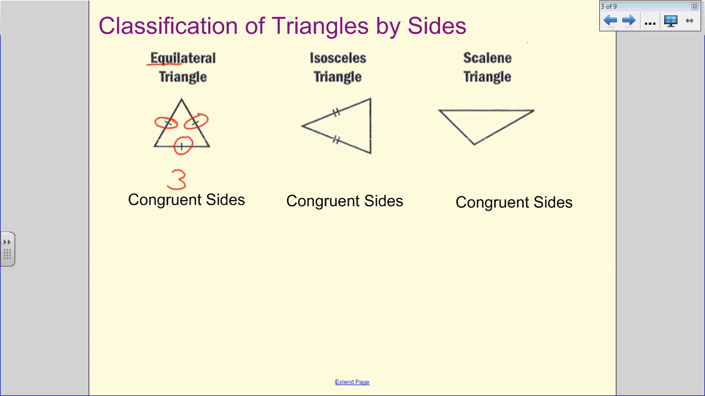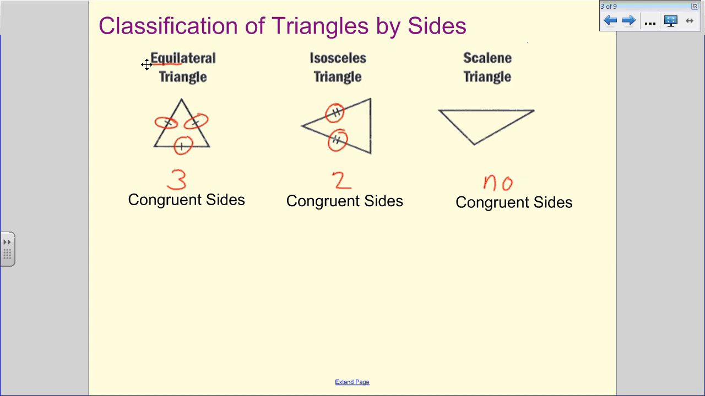Isosceles triangle, if you notice, we only have two sides with congruency marks on it. So isosceles has two. And then scalene, there's no congruency marks, so there are no congruent sides. So those are the names that we use for classifying triangles by sides: equilateral, isosceles, and scalene. These are brand new words for our vocabulary because we haven't studied anything about sides.